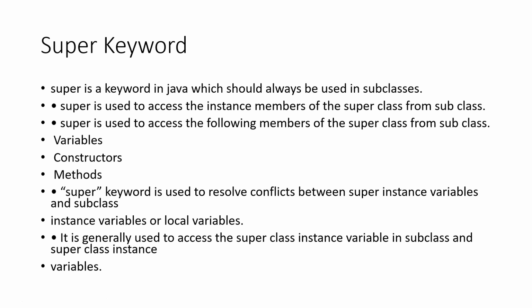So now what is super? Super is a keyword in Java which should be used in subclasses. It's used to access instance members of the superclass, methods of the superclass, and constructors of the superclass. It is used to resolve conflicts between superclass instance variables and subclass instance variables. It is generally used to access the superclass instance variables in a subclass. You could have instance variables with the same name in different classes, but we'll go through some more slides before we look at them.